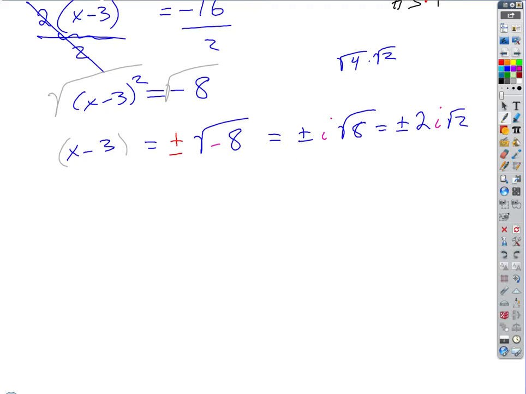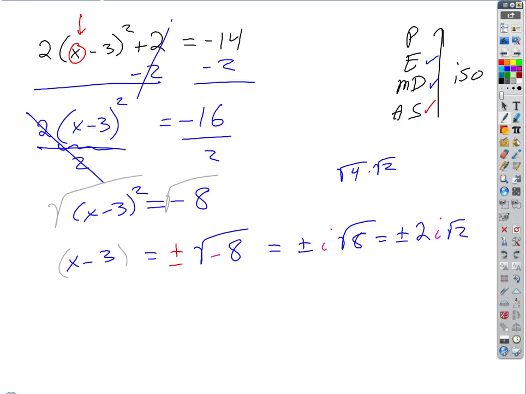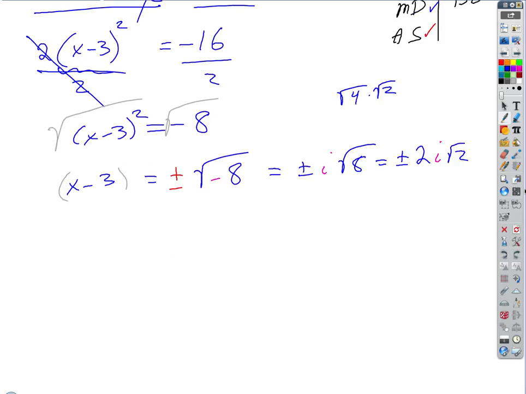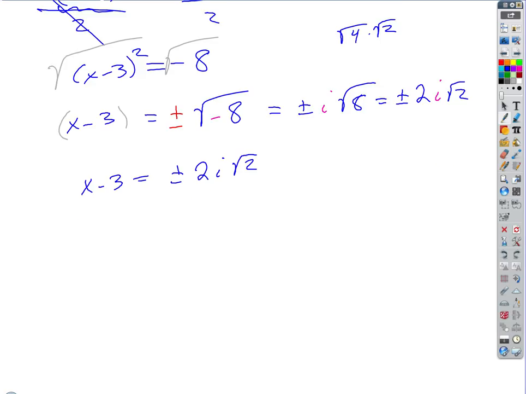So now, last step. What's the last step? So we've got, let me rewrite this. So we've got x minus 3, technically was in parentheses, we don't really need them anymore, equals plus or minus 2i times the square root of 2. What's the last step?